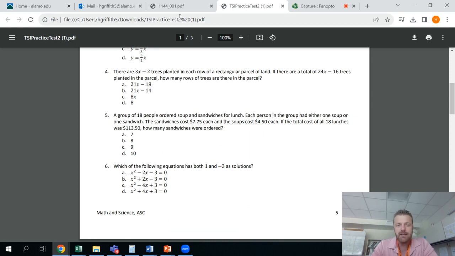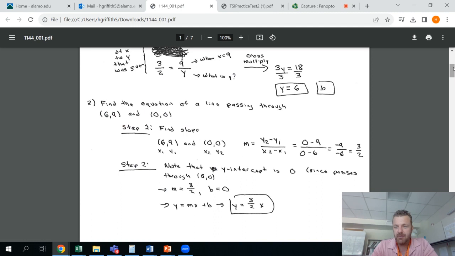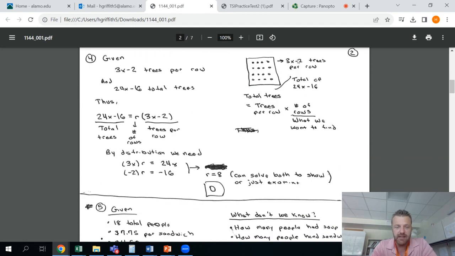So kind of a weird problem, always helps to draw a picture. We have a parcel of land and it has trees, which I very eloquently represented by dots. We know that in each row, there are 3x minus 2 trees. In addition, we know that if we counted the total number of trees in this plot, that it's 24x minus 16. Well, how would we relate the number of trees per row to the total number of trees?